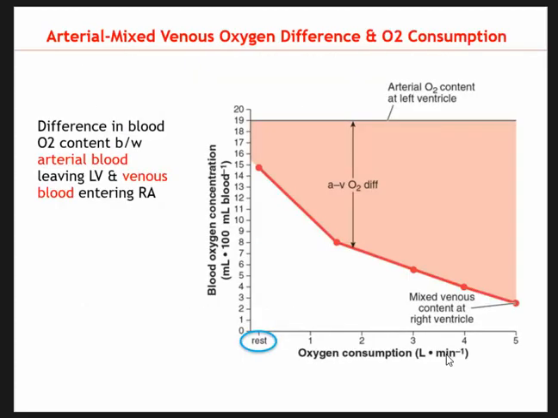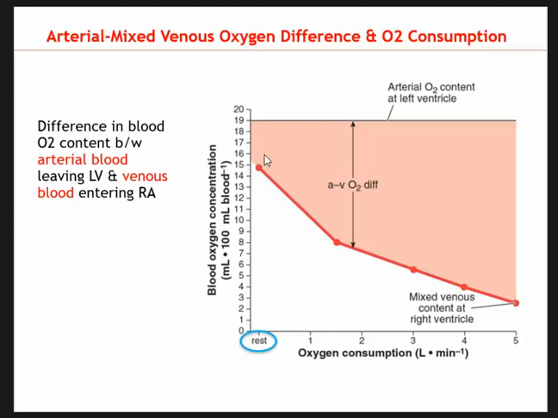So this picture here shows AVO2 difference in oxygen consumption during exercise. So let's first break down what we are looking at here. So we already know we're looking at difference in blood oxygen content between arterial blood leaving the left ventricle and venous blood entering the right atrium. So let's start over here at rest. So at rest, my oxygen consumption is very low. So I'm not consuming a ton of oxygen because I'm not exercising.